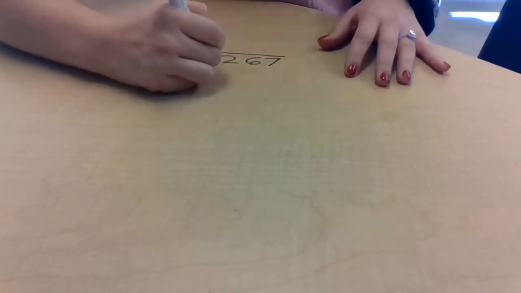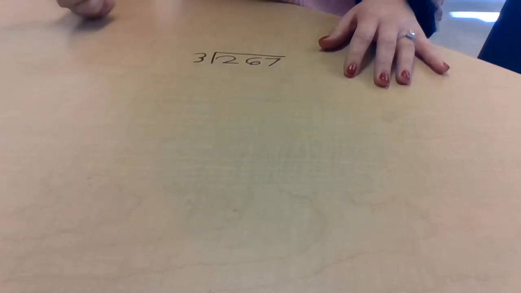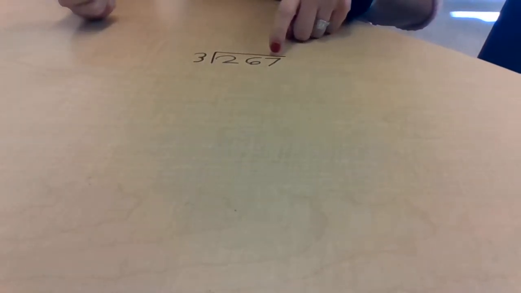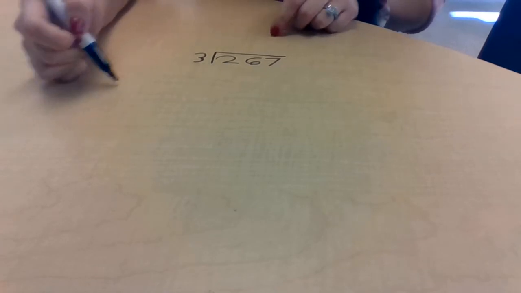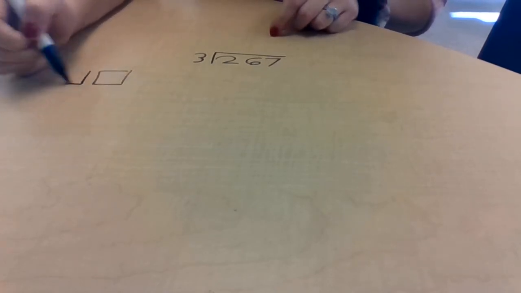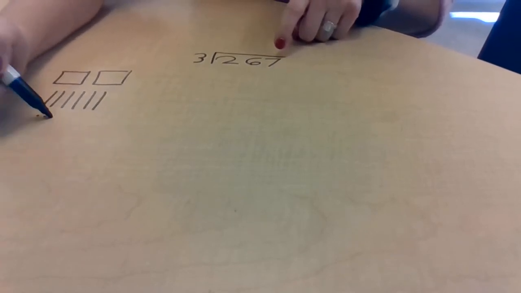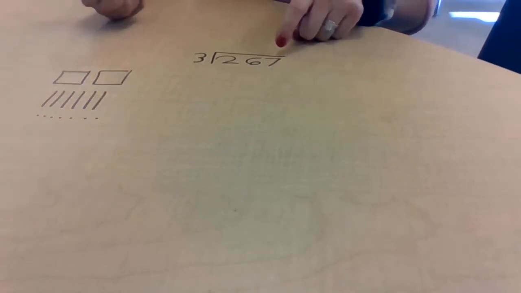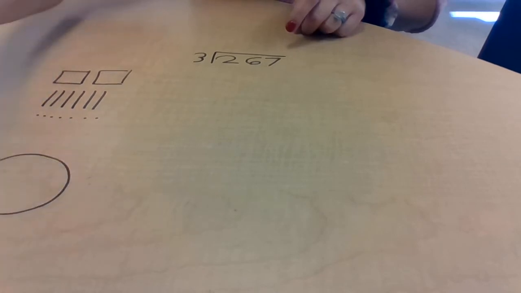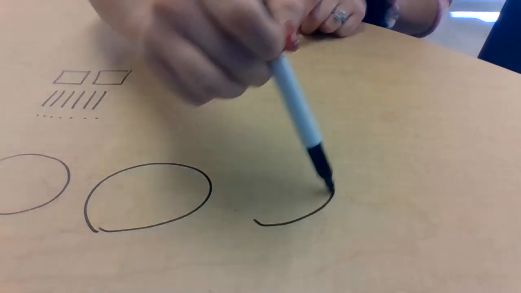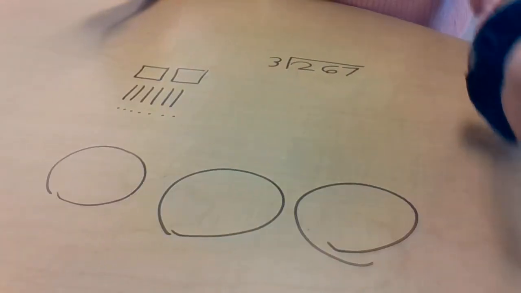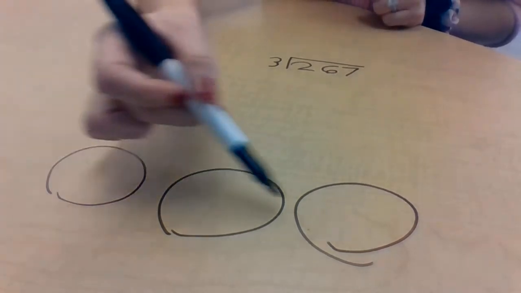267 divided by 3. And if I'm going to build this number with base 10 blocks, I would have 2 hundreds, 6 tens, and 7 ones. Okay, and then I'd say I'm going to put these things into 3 equal groups. Turn this so you can see it a little better. So I'm putting these things into 3 equal groups.